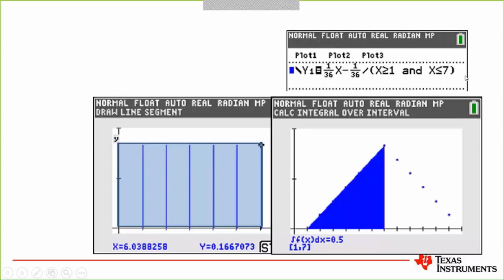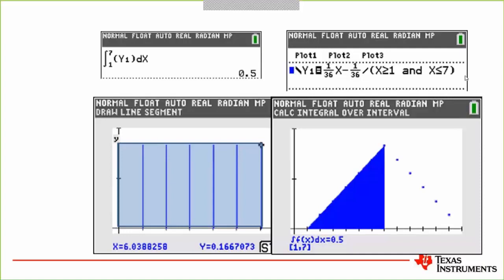And I have the capacity with that technology to do a shading under the function. And from 1 through to 7, I've got the value 0.5. I'm sure you can probably see from there that I would likewise get 0.5 on the other side, and I have 1 under the curve. On that technology, I can also do what's called numerical integration, and I might just quickly show how that is done.